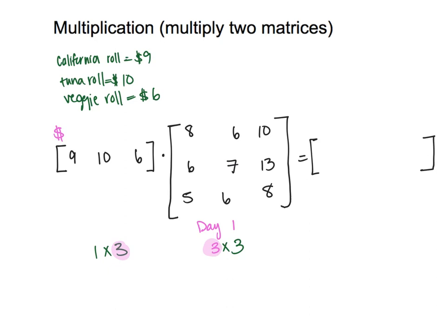Let me move this up here. This is going to be a 1 by 3. Okay, so here I go. If you remember how we multiply matrices, we always multiply rows by columns. And here's why.